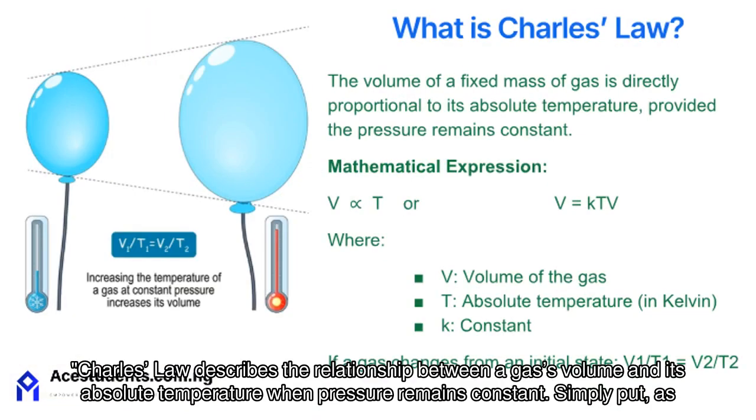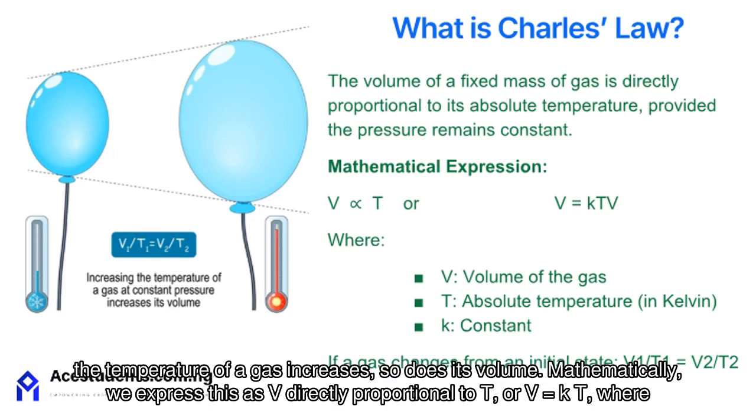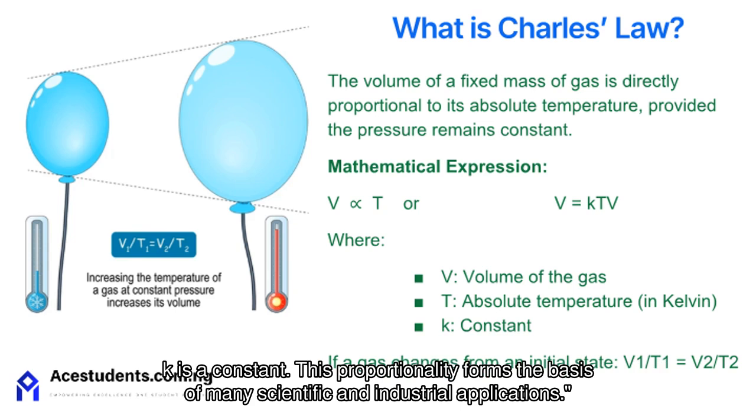Charles's Law describes the relationship between a gas's volume and its absolute temperature when pressure remains constant. Simply put, as the temperature of a gas increases, so does its volume. Mathematically, we express this as V directly proportional to T, or V equals kT, where k is a constant. This proportionality forms the basis of many scientific and industrial applications.